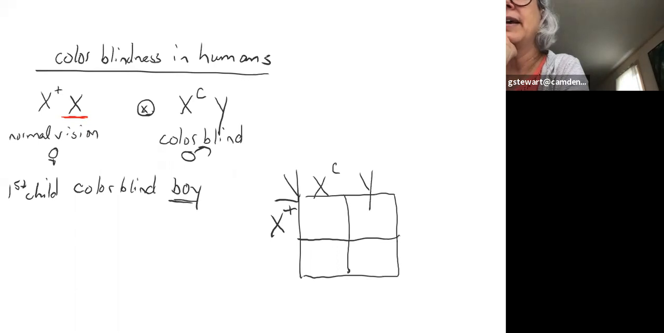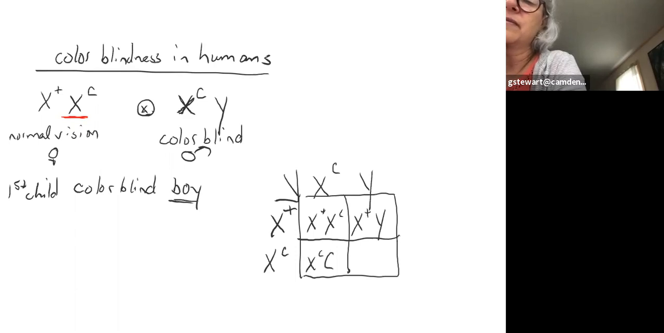So fathers can't pass their X chromosome onto their sons. They can only pass their Y chromosome onto their sons. Boys get their X chromosome from their mothers. So she must be carrying the colorblind trait in order for them to get a colorblind boy. Like that. So here's the colorblind boy.